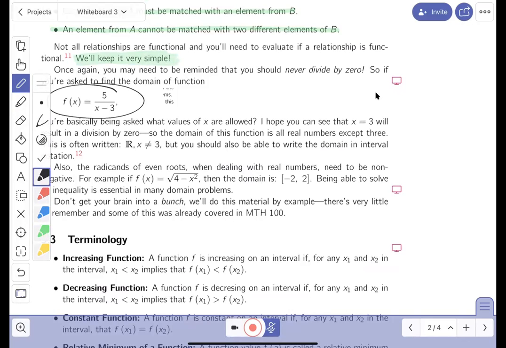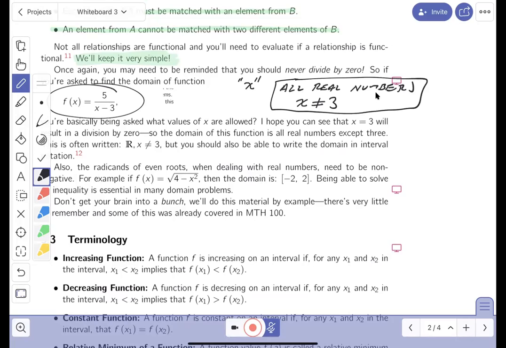What you're going to say, the domain is the x values. So the question is, who's allowed in? The way we say that is we say all the real numbers are allowed in, except 3. When does the bottom become 0? When would we be divided by 0? Well, that's that x can't be what number? 3. All right, this is a fine answer.